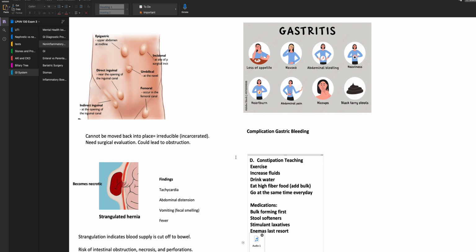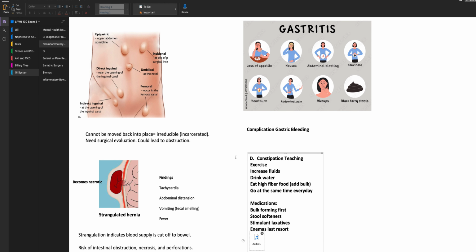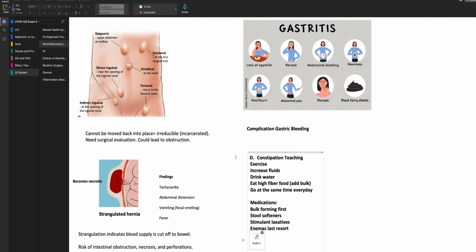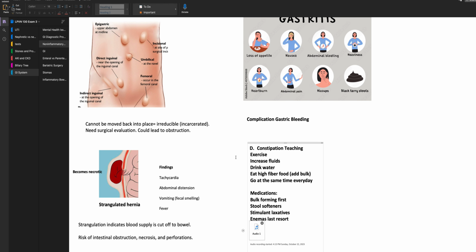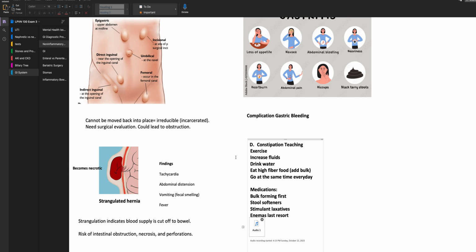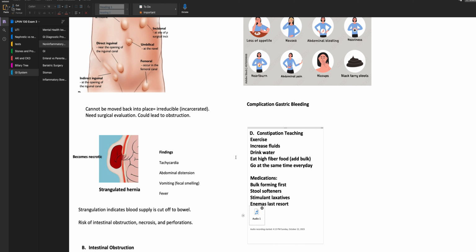Constipation teaching. So if your patient becomes constipated, you're going to encourage increased activity or exercise, increased fluids. They need to drink more water, eat high fiber food or bulk-providing food, and try to defecate at the same time every day. They can also drink warm prune juice to try to get it going, or coffee works too, okay?